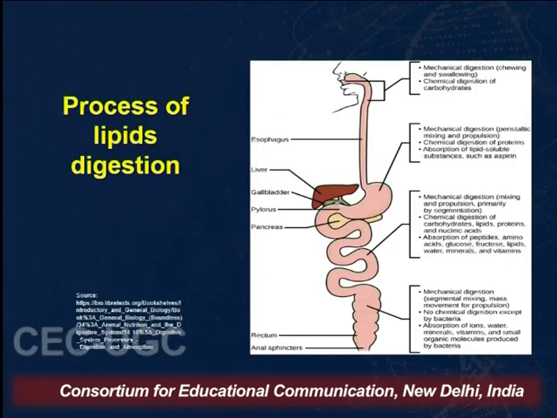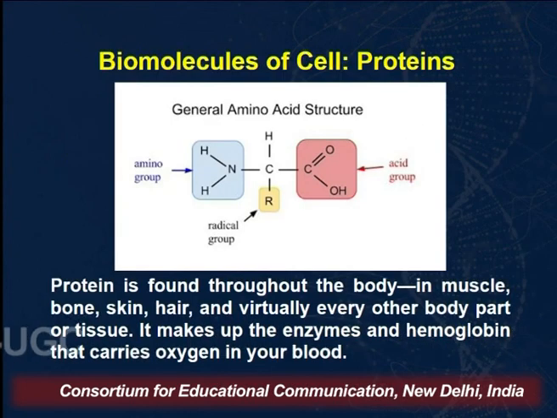Then this particular diagram shows the process of lipid digestion, which takes place through various parts of the body, and the majority of absorption takes place in the small intestine. Now, the third important biomolecule of the cell is the protein molecules.